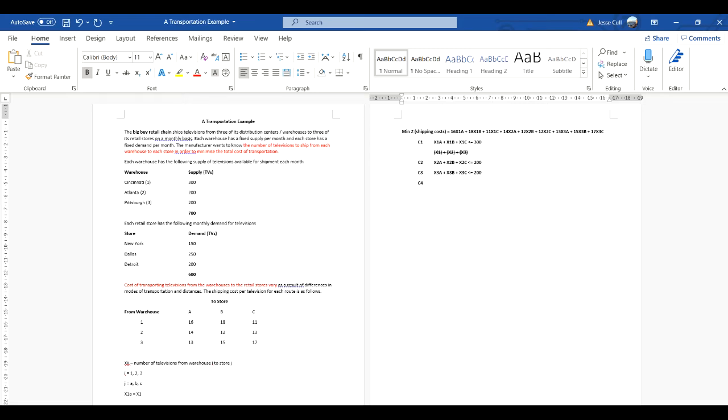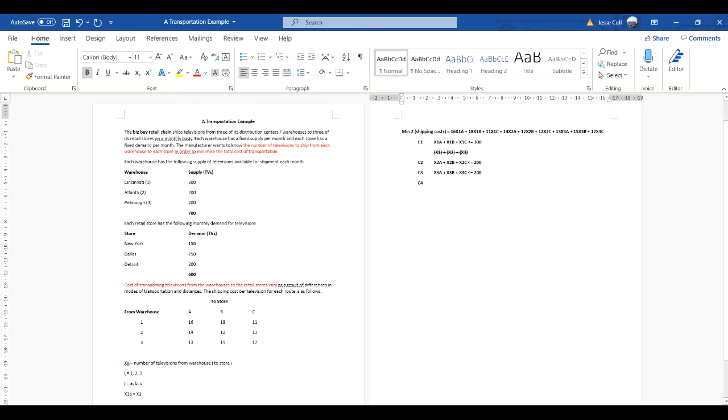We see in C4, how many does New York demand? New York is demanding 150. So the total must be less than that, more than that, or that. In this situation, they only want that. It cannot be more than that. It cannot be less than that. That is what they demand. So let's figure out how we do that.